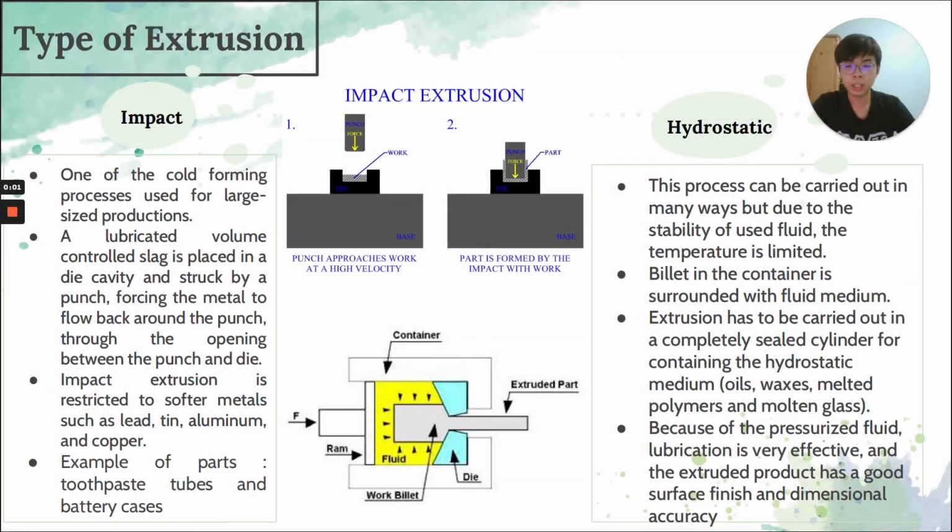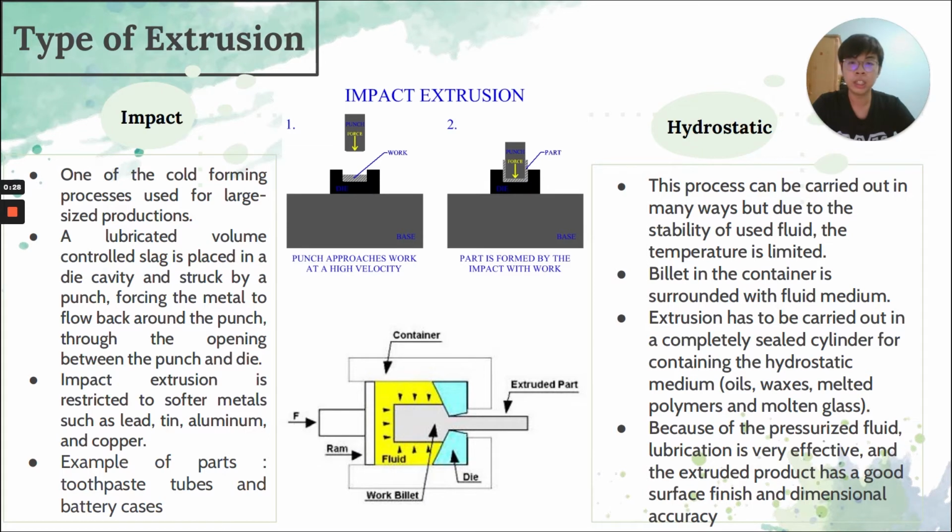Next, I will explain the impact extrusion. It is one of the cold-forming processes used for large-size production. And how does this process actually work? Firstly, a lubricated volume-controlled slug is placed in a die cavity, as you can see in the diagram. Next, the punch will approach at a very high velocity and strike the metal slug, forcing the metal to flow back around the punch through the opening between the punch and the die. Then the part will be formed.